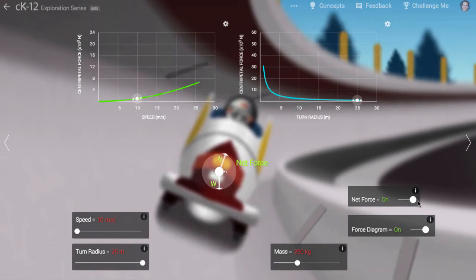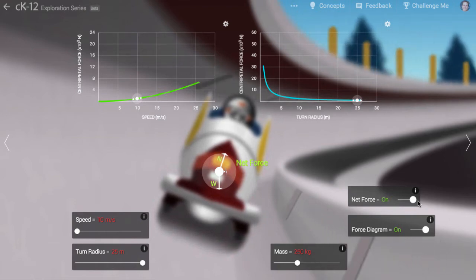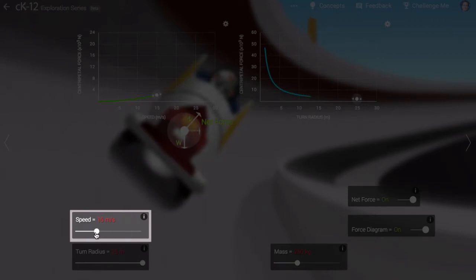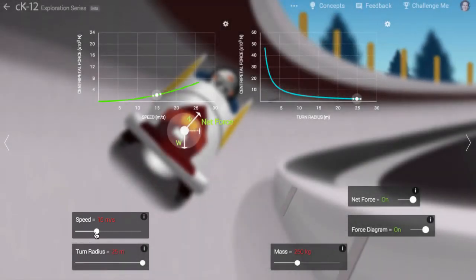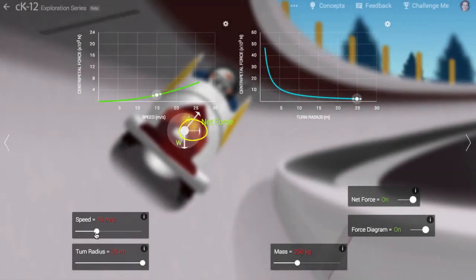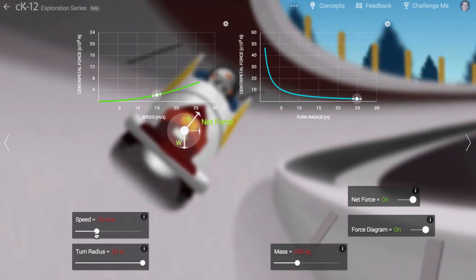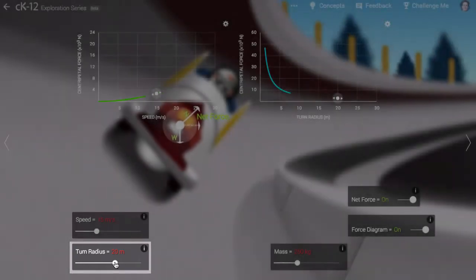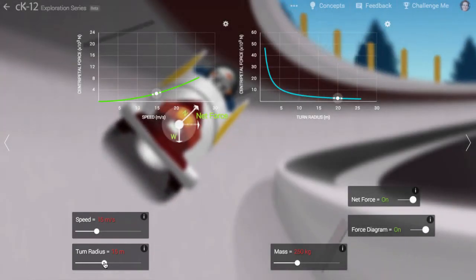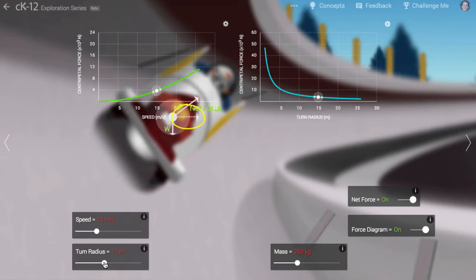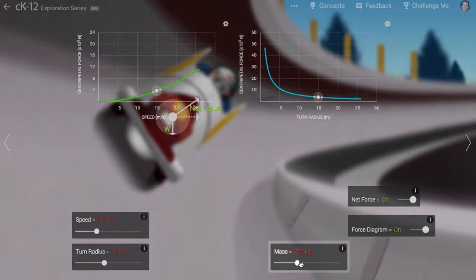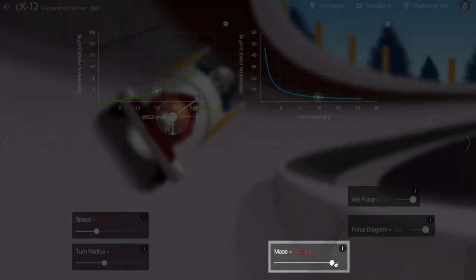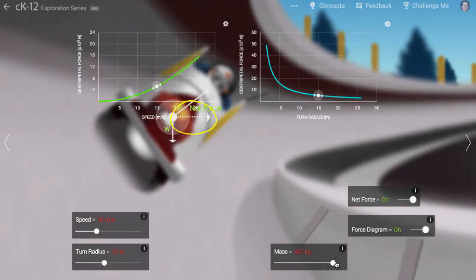Under what conditions will the velocity change most rapidly? I'd say if the speed is higher, it is also changing by more. Let's check that out. Does the net force increase? Yes. If the turning radius is smaller, the velocity changes more quickly. The net force increases in this case as well. More mass means more force required for a given acceleration. So more mass leads to greater net force as well.